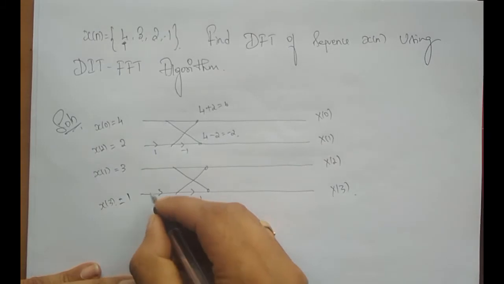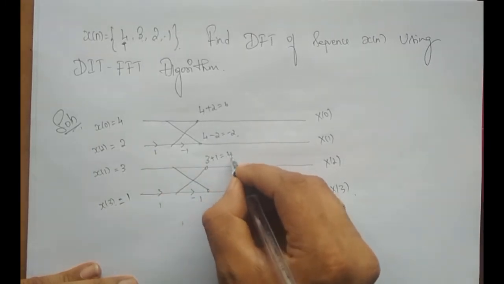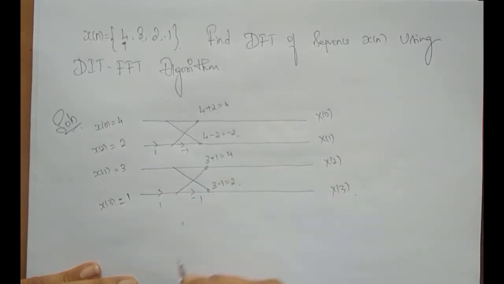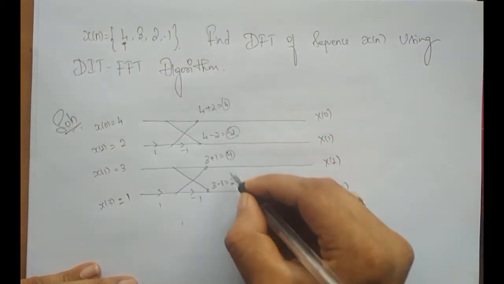Minus 1, this is 1. 3 getting added with 1 is equal to 4. 3 getting subtracted with 1 is equal to 2. Okay, so these are the first stage outputs.